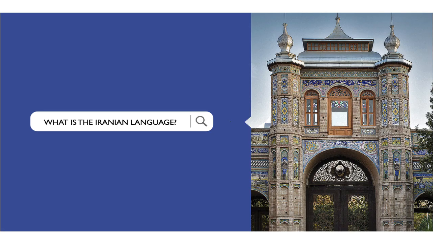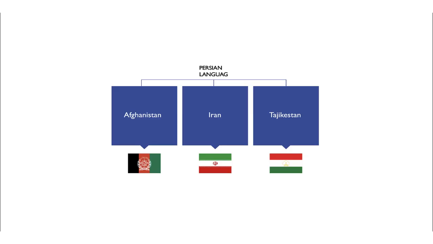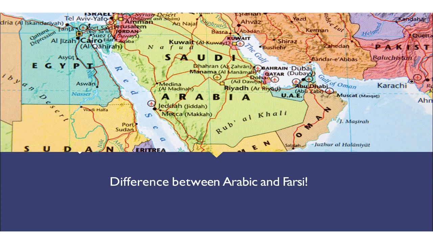What is the Iranian language? Persian is the native Iranian language, which is known as Farsi too. It's also the official language of Afghanistan and Tajikistan. But what is the difference between Arabic and Farsi?